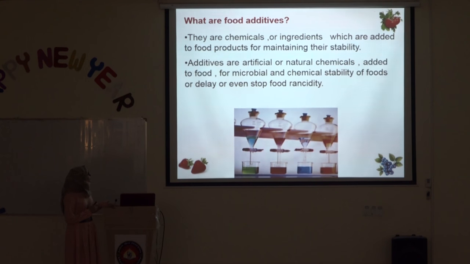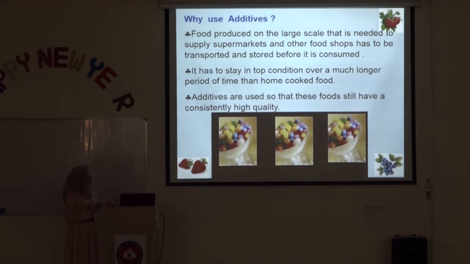...or ingredients which are added to food to maintain their stability. It is artificial or natural substances added to food for microbial and chemical stability, and for food to delay spoilage and even to show food acidity. Why do we use this additive? The foods in the supermarket and shops must be washed and consumed before use. These stored foods must withstand more conditions than home-prepared food because they are stored for long periods. So we add these additives so that this food still has consistently high quality.